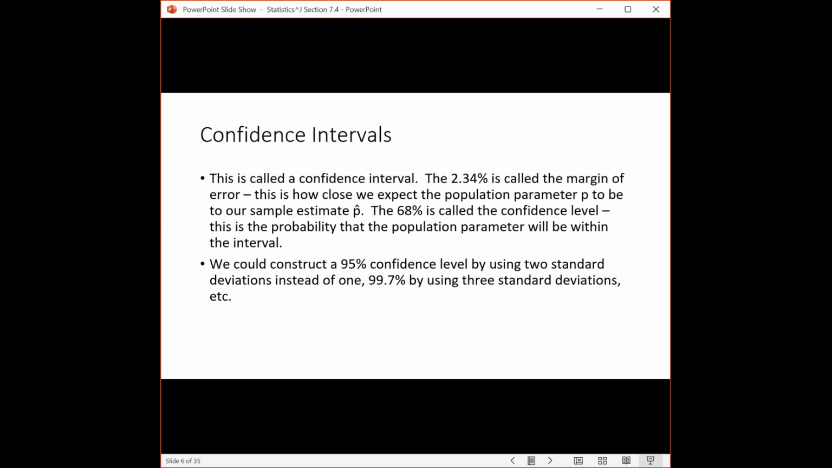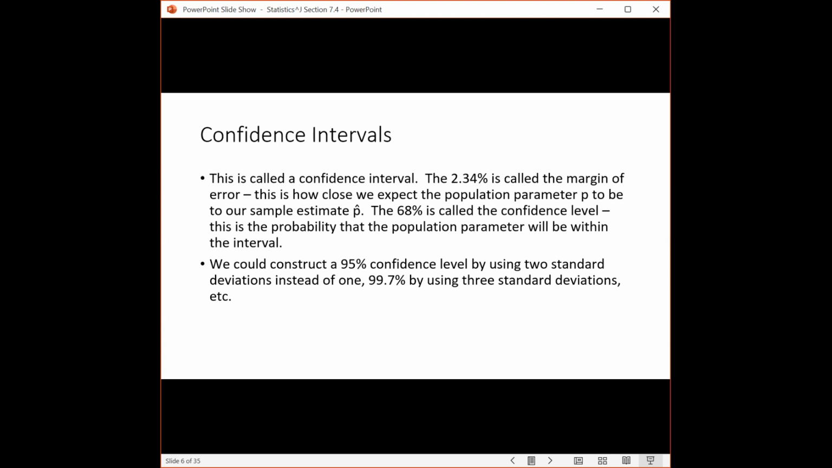Okay, so what is all this? So this is called a confidence interval. The 2.34% is called the margin of error. This is how close we expect the population parameter p to be to our sample estimate p hat. The 68% is called the confidence level. This is the probability that the population parameter will be within the given interval.